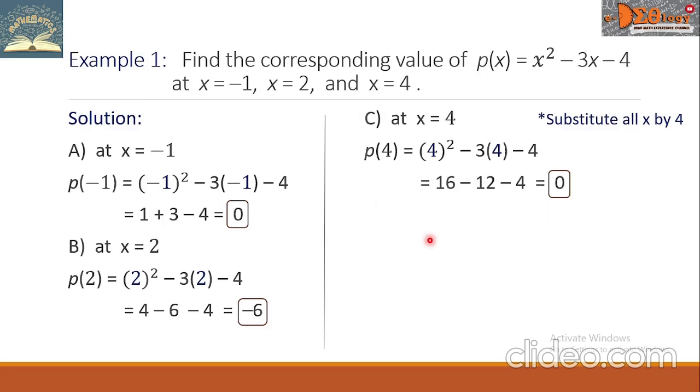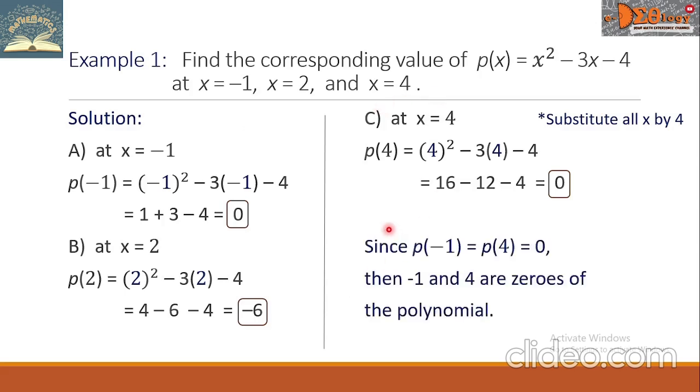These are the corresponding values of p of x when x equals -1, at x equals 2, and x equals 4 respectively. Since p of -1 equals p of 4 and both are equal to 0, then -1 and 4 are zeros of the polynomial.